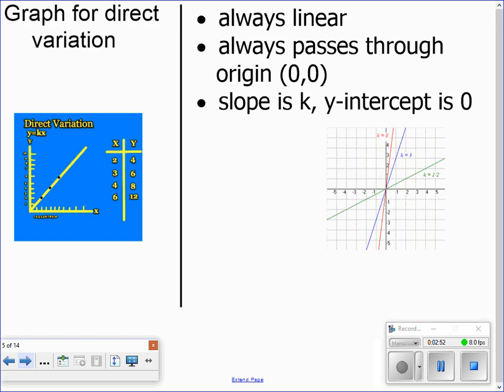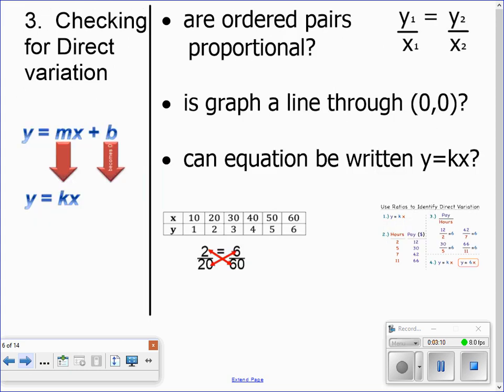When we talk about the graph for direct variation, the graph is always linear. It's always going to pass through the origin, meaning it's proportional, and the slope is going to be the K. So when we're talking about the slope of our graph, it's the K in our direct variation equation. So you can find it the same way that you find slope. When we're checking for direct variation, if we're checking from ordered pairs, we're checking to see if those ratios of y to x within each point are proportional. So they should be equal. Their cross product should be equal. We talked about that in the last video.